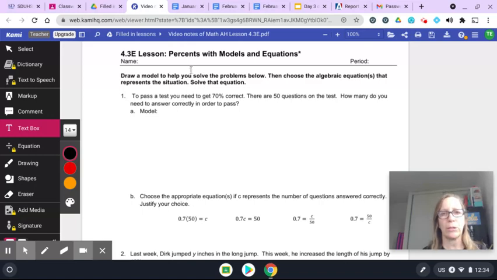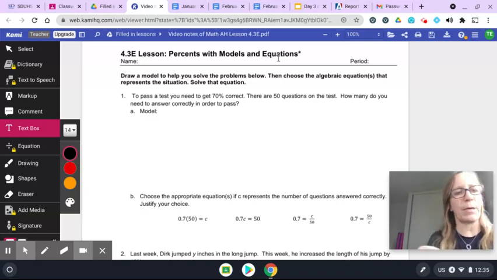So we are going to do percents with models. That's what we did back in Module 1, and now we're going to put it into equations. So we're bridging Module 1 to Module 4, and yes, you do have to remember Module 1. To pass a test, you need 70% correct. There are 50 questions on the test. How many do you need to answer correctly in order to pass?